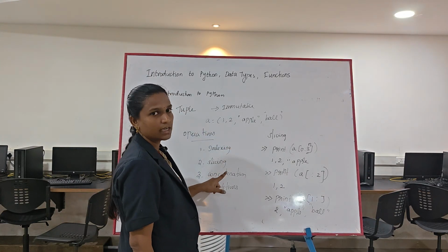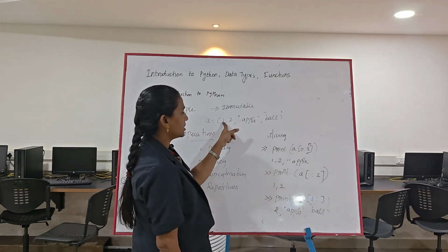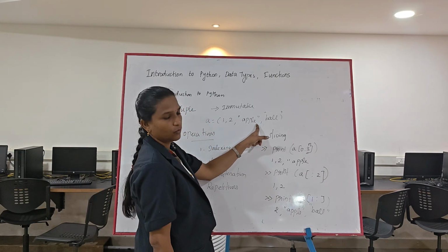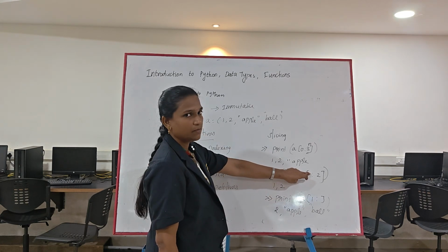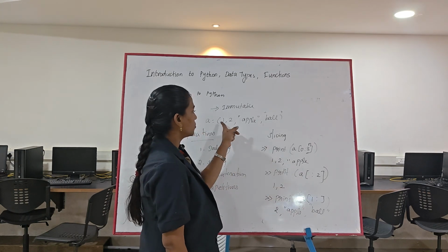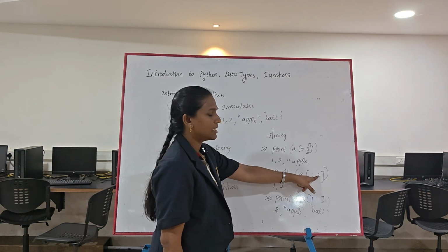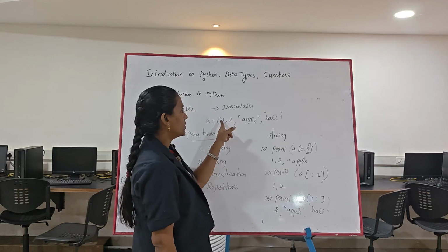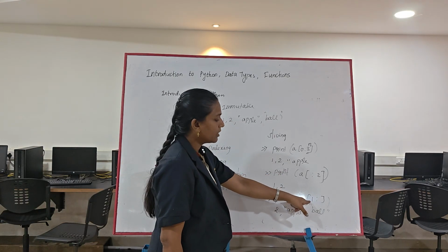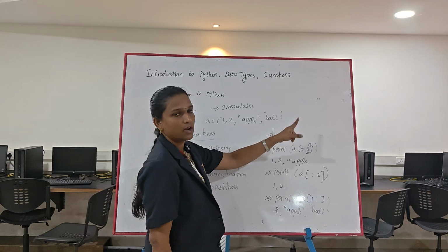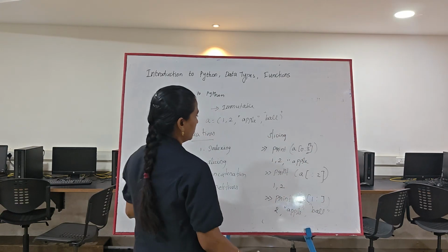Here in this part it starts with 0 and goes up to n minus 1, that is 0, 1. If you are not mentioning any first subscript, it starts from 0. Here we have mentioned the first subscript, so it starts from 1 and goes to the last. If you are not mentioning the second subscript, it goes to the last.